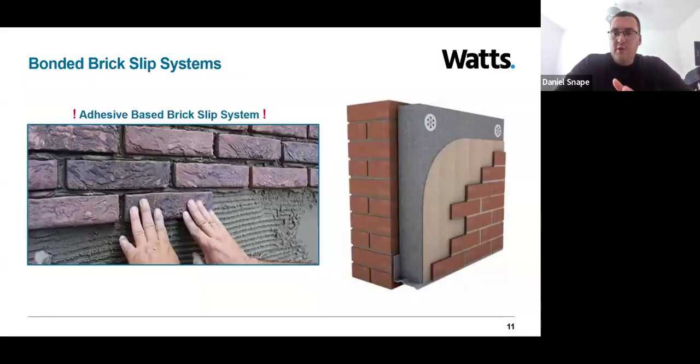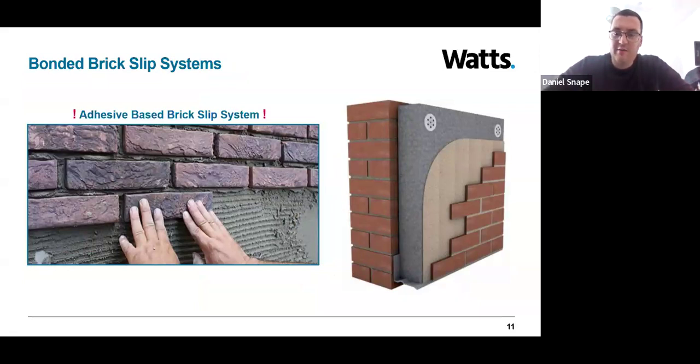So let's move on to bonded brick slip systems, which, as seen in the left image, involves securing brick slips in place via an adhesive. I think it's important to note the warning symbols that I've put either side of adhesive-based brick slip system. There is some caution that needs to be taken with this form of construction, but we'll explore why slightly later in this webinar. But the image on the right shows the design principles of this system.